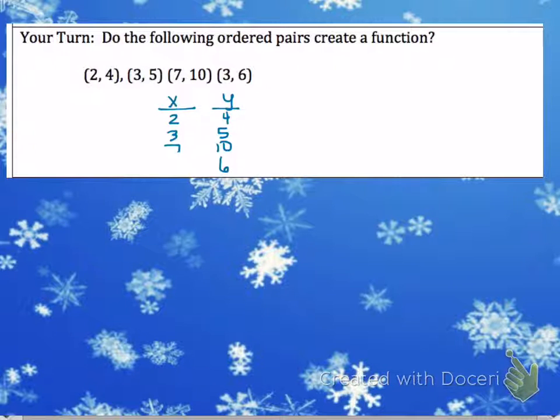Hopefully you answered no. You can see as we list them with inputs and outputs, 2 has an output of 4. 3 has an output of 5. 7 has an output of 10. But then 3 has a different output of 6. So in the birthday example, the 3 has 2 birthdays, and that's impossible. So this is not a function.